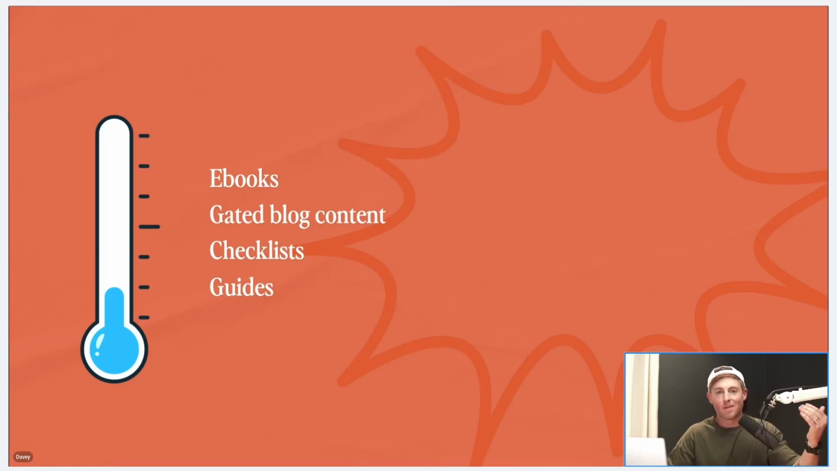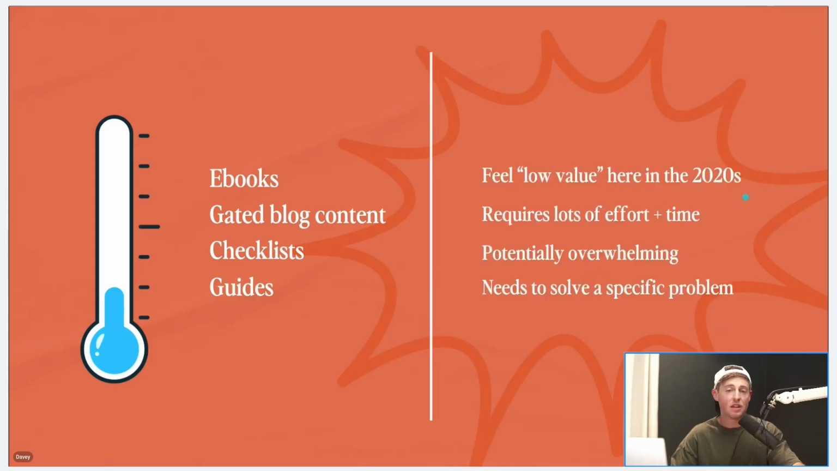So let's talk a couple different types of lead magnets: ebooks, gated blog content, checklists, and guides. Now, I'm going to be honest with you. I don't love these formats. In my opinion, here in the 2020s, as we approach the 2030s, they often feel low value. When I see the word guide, my first thought is that it's going to take a lot of time and effort to get through. I download plenty of resources like guides, and I never actually consume them. And usually it's because they come as long PDFs that feel overwhelming.